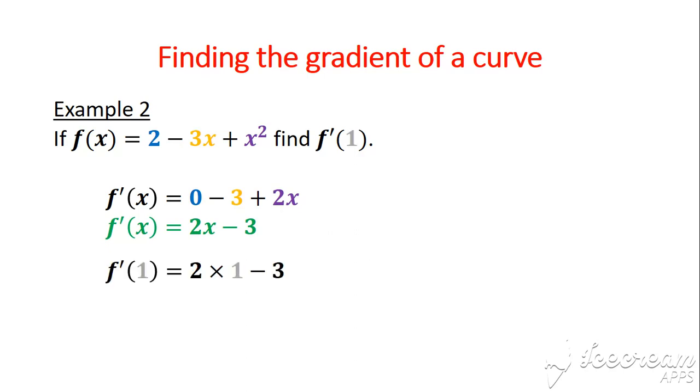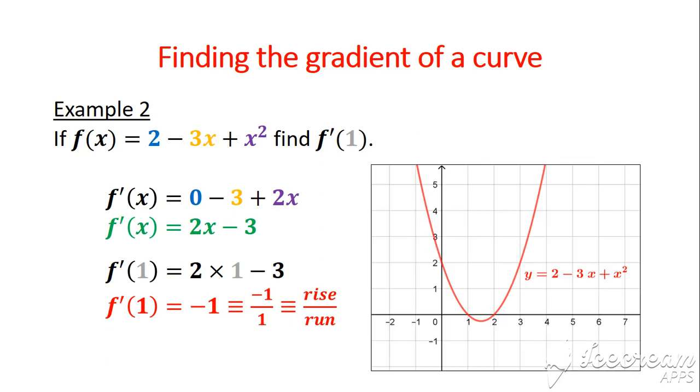Right, well, we were told to work out f dash of x at the number 1. So we're going to take the number 1 and substitute it in for x. So we're going to go 2 times x minus 3, 2 times 1 minus 3, gives us a gradient of negative 1. Now that means negative 1 over 1, which is our rise and our run.